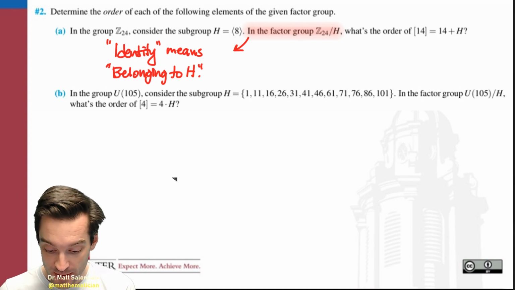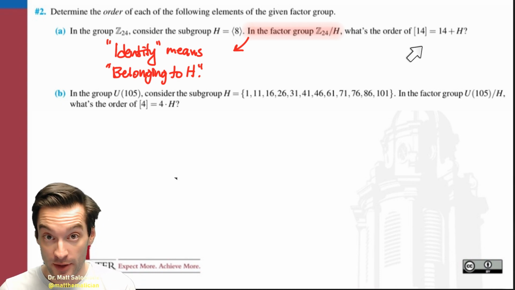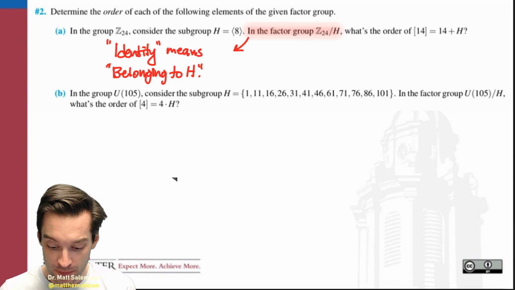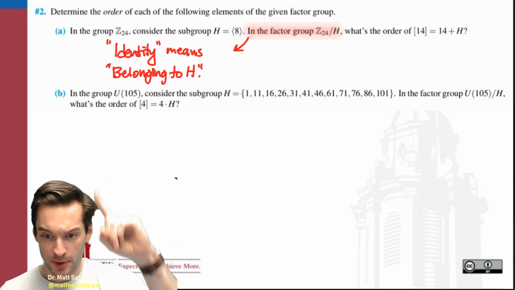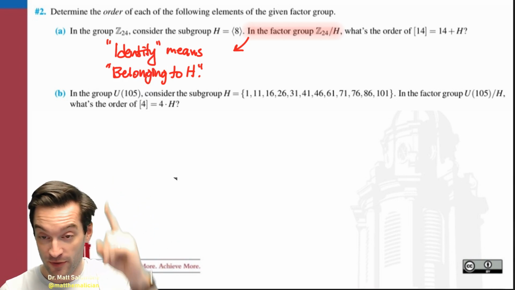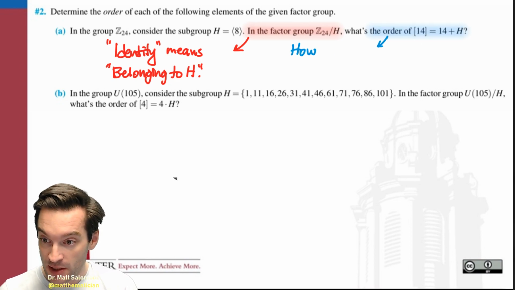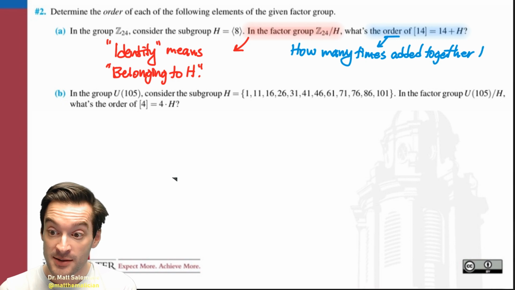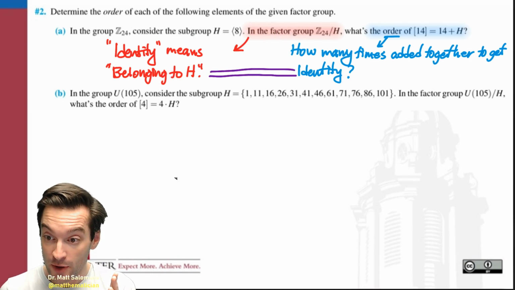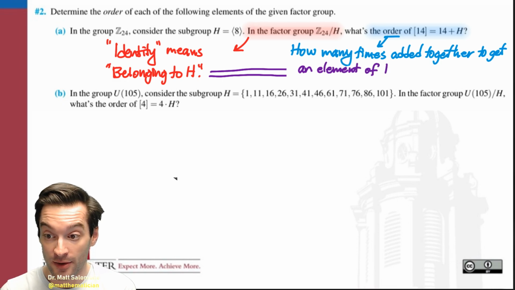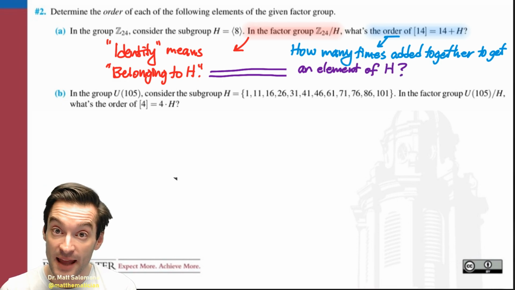So what that means is that when we talk about the order of an element, what we're really talking about, anytime we're talking about order, is how many times do I have to combine that element with itself using the operation of my group before the result comes back around to the identity. But now that we have a new understanding of what identity means, that just means that we need to reframe the question about order. Instead of asking how many times do we have to add this thing to itself in order to get the identity, in the factor group where identity means belonging to H, really the question becomes how many times do I have to add this element to itself before the result is an element of H?